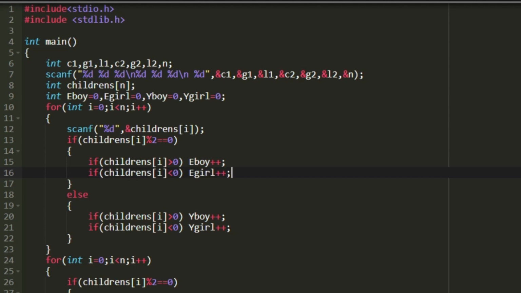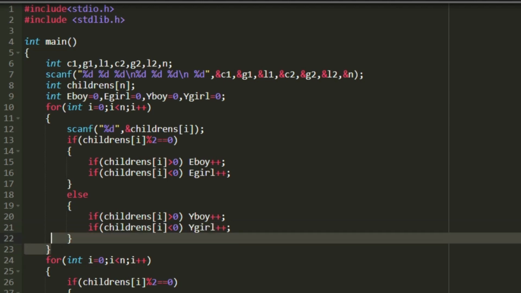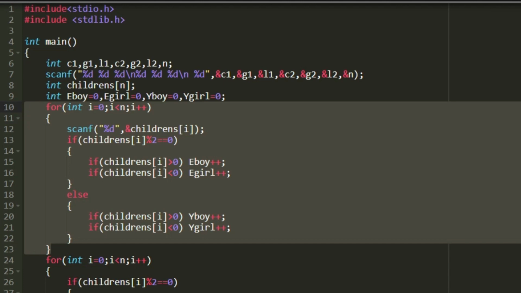So eGirl plus plus. And similarly, if the integer is odd and positive, then he is a younger brother boy child, so yBoy plus plus, and if it is less than 0, it is a younger brother girl child, so yGirl plus plus. After the execution of the for loop, we know the total number of boy and girl children for the younger and elder brother.